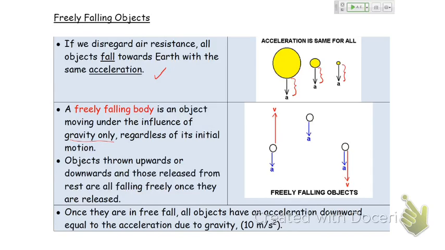Objects thrown upwards or downwards, or those released from rest, are all freely falling once they are released. Once they are in free fall, all objects have the same acceleration, which, as far as we're concerned, is 10 meters per second squared downwards. So the acceleration is the same, even if the actual velocity at that instant is different.